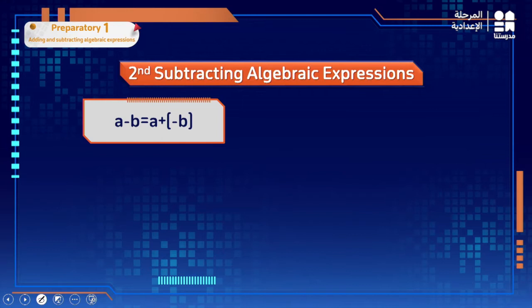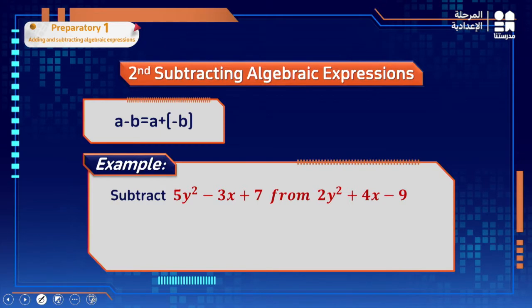Now we are going to talk about subtracting algebraic expressions. Do you remember when we wrote that in integers a minus b is equal to a plus negative b? So we are going to make it as adding, but with the additive inverse of the second expression. For example, subtract 5y squared minus 3x plus 7 from 2y squared plus 4x minus 9.